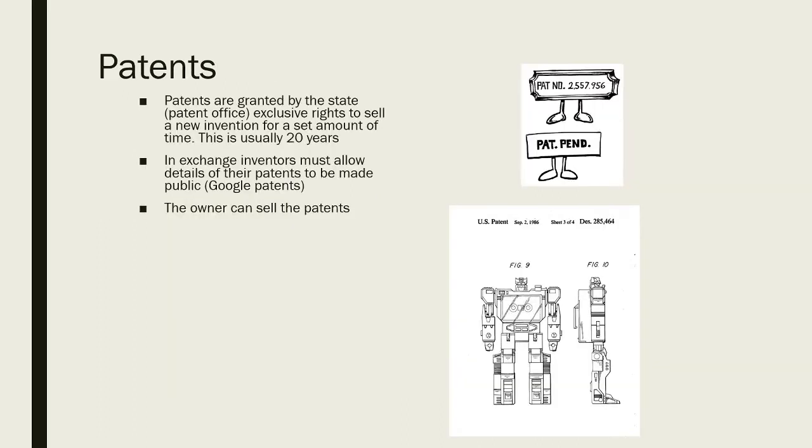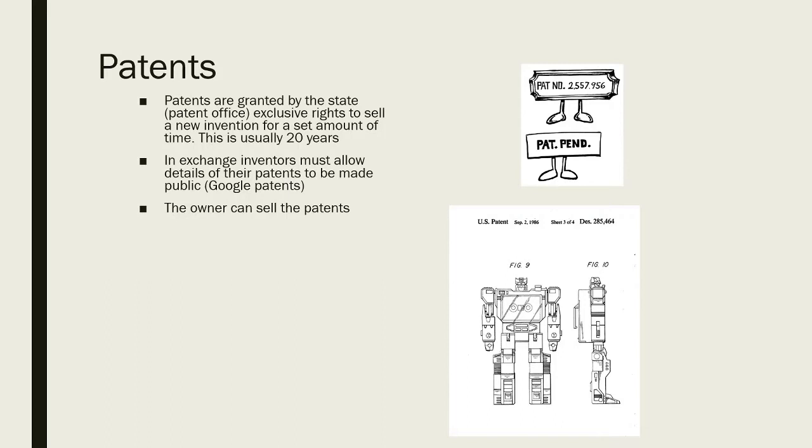So patents. So patents are granted by the state, so that'd be a patent office. So obviously states in America, or it can be counties in England, or a country as a whole. So this is exclusive rights to sell a new invention for a set amount of time. So it can be 20 years, and patents can just expire and they can use it, or you can keep updating it. So in exchange for having your patent, the details of it must be made public. So I'm going to show you Google Patents in a second. If you own a patent, you are then allowed to sell it.